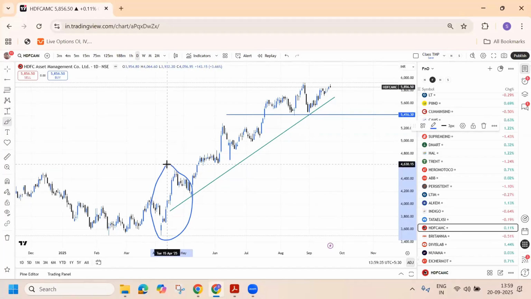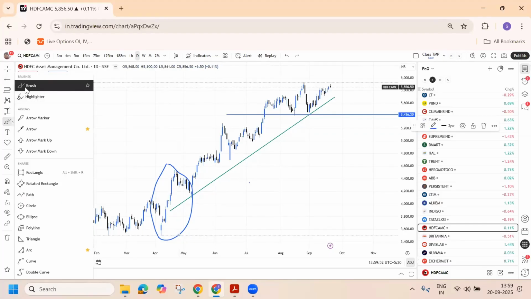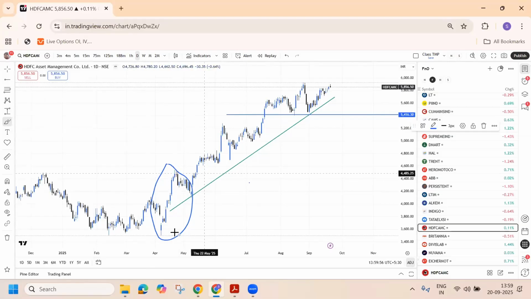So how to change the color? Just a second. Change the colors. Brush. Anyways, you are able to understand.